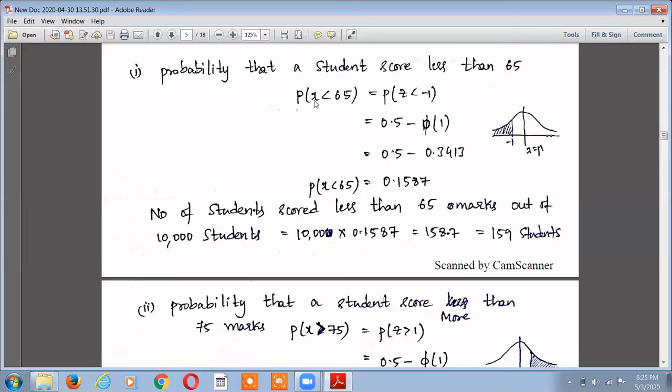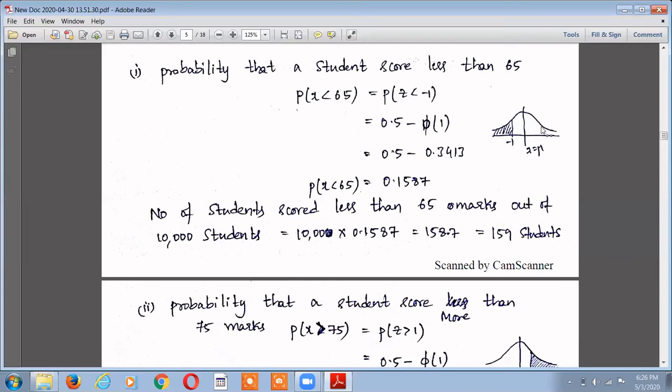Here x represents the marks scored by students, and P gives the probability that a student scores marks less than 65. So it is P of x less than 65 is equal to P of z less than minus 1, because for x equal to 65, the corresponding standard normal variate is minus 1. So x less than 65 gives z less than minus 1.